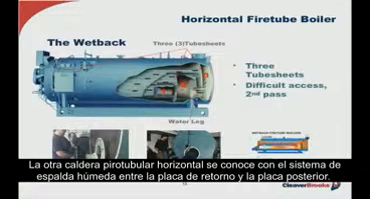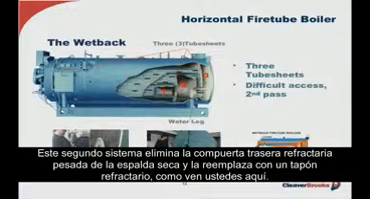The other horizontal fire tube is referred to as a wetback because of the water leg found between the turnaround plate and the rear tube sheet. This eliminates the heavy refractory rear door found in the dryback and replaces it with a much smaller refractory-filled plug or access way seen in the pictures on the screen.